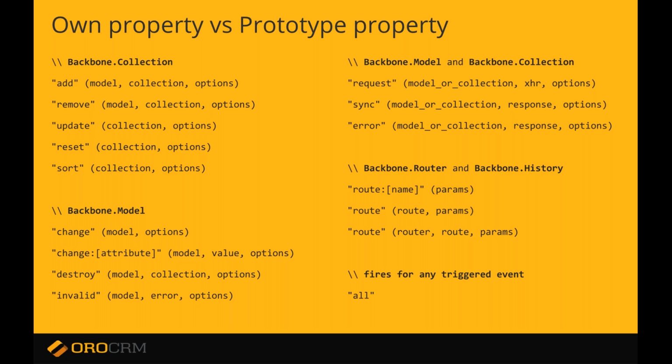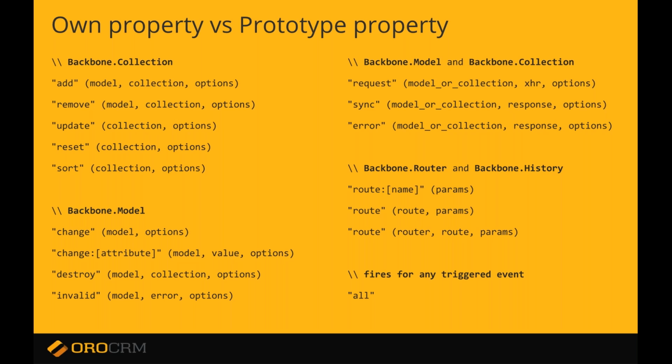Also, there are destroy and invalid events, and you can handle them as well. There are several common events for model and collections: request, sync, and error. They happen when a model or collection communicates with the server.